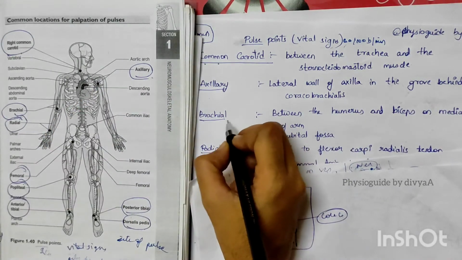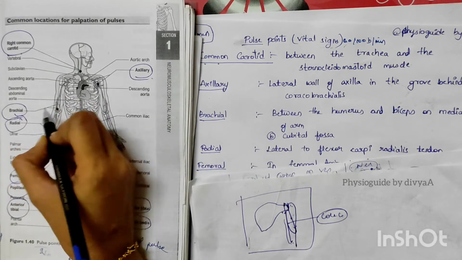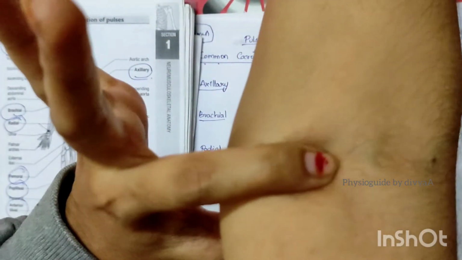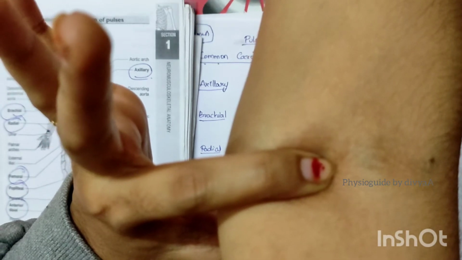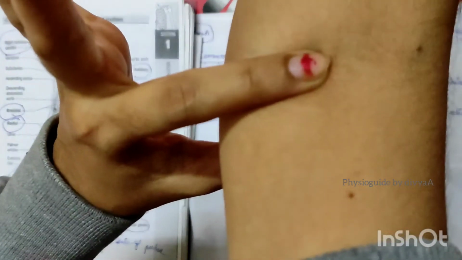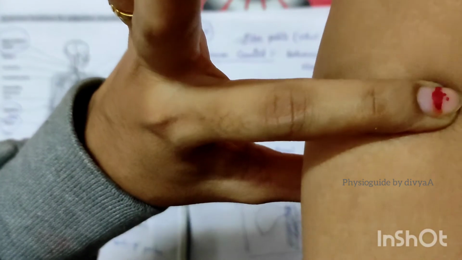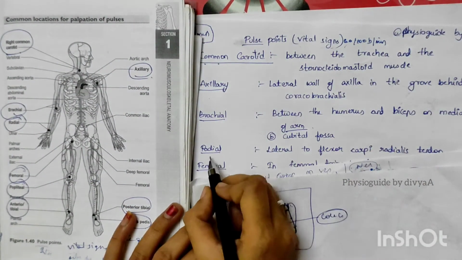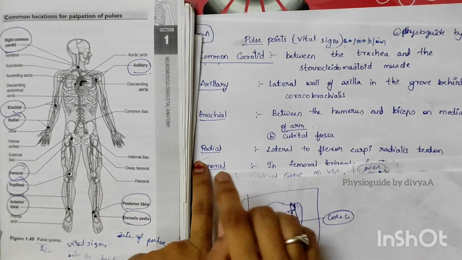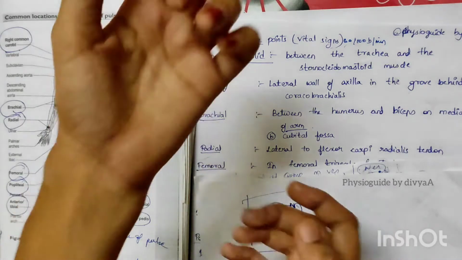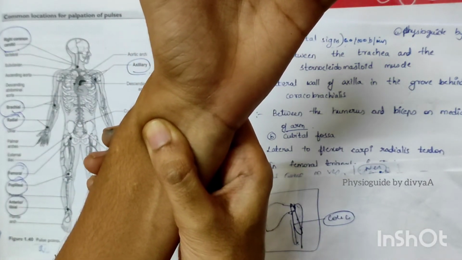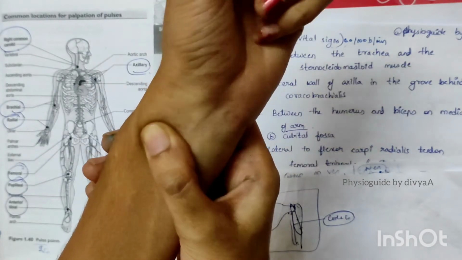Now the third one, brachial, which is in the cubital fossa, between in this point. When we press in this point, we can feel the pulse between the humerus and biceps on the medial aspects of the arm. Now radial, which is common, and it is seen lateral to the flexor carpi radialis tendon, and this point we can feel clearly.